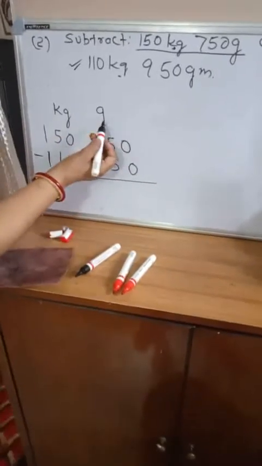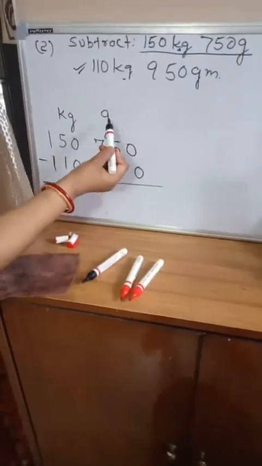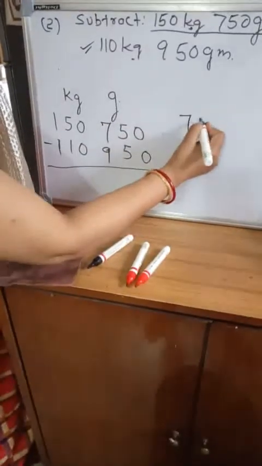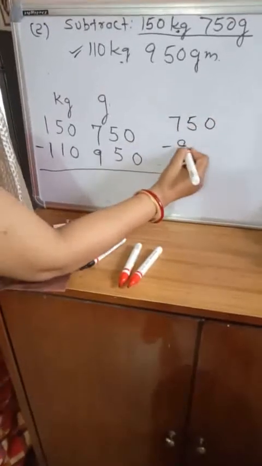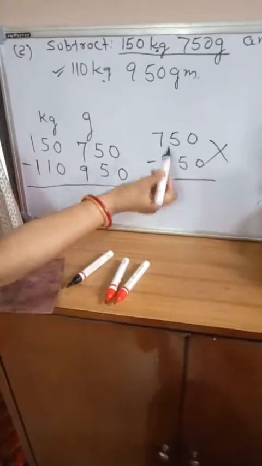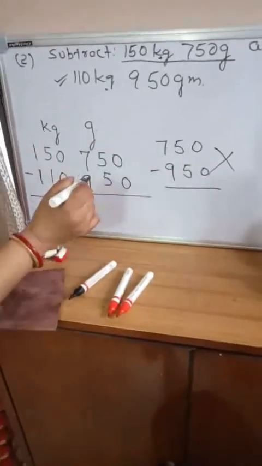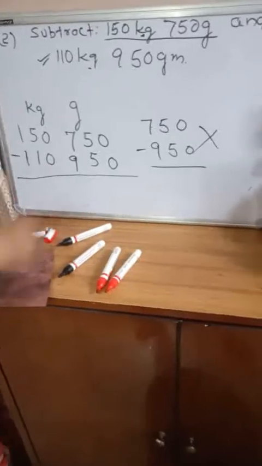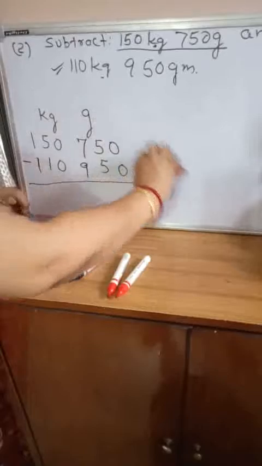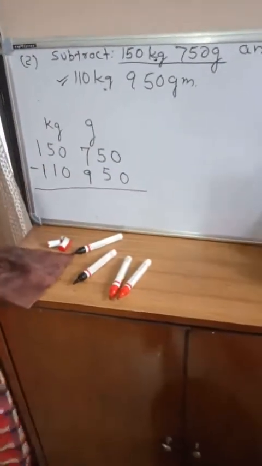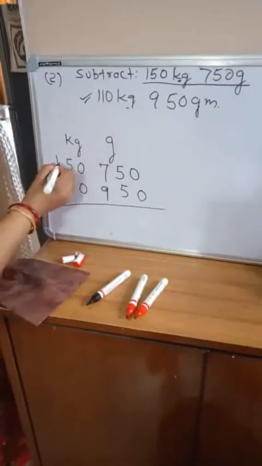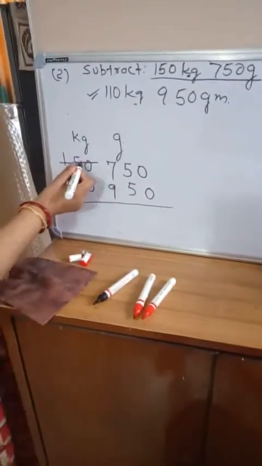Firstly we will start from the smaller unit, that is gram. So 750 minus 950. Is it possible? No. Why? Because 750 is less than 950. So what we will do? We have to borrow. But from where? From the rich person, that is the bigger unit. So I will borrow here from kilogram. How much will I borrow? I will borrow 1 kilogram from 150.